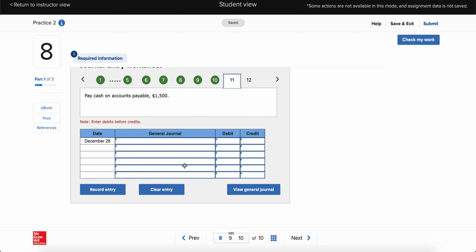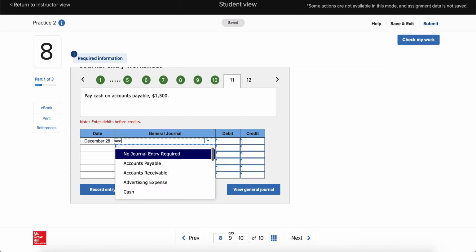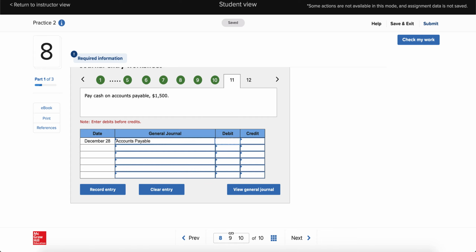Record that. I pay cash on accounts payable $1,500. So accounts payable is decreasing. This is decreasing a liability and also decreasing cash.